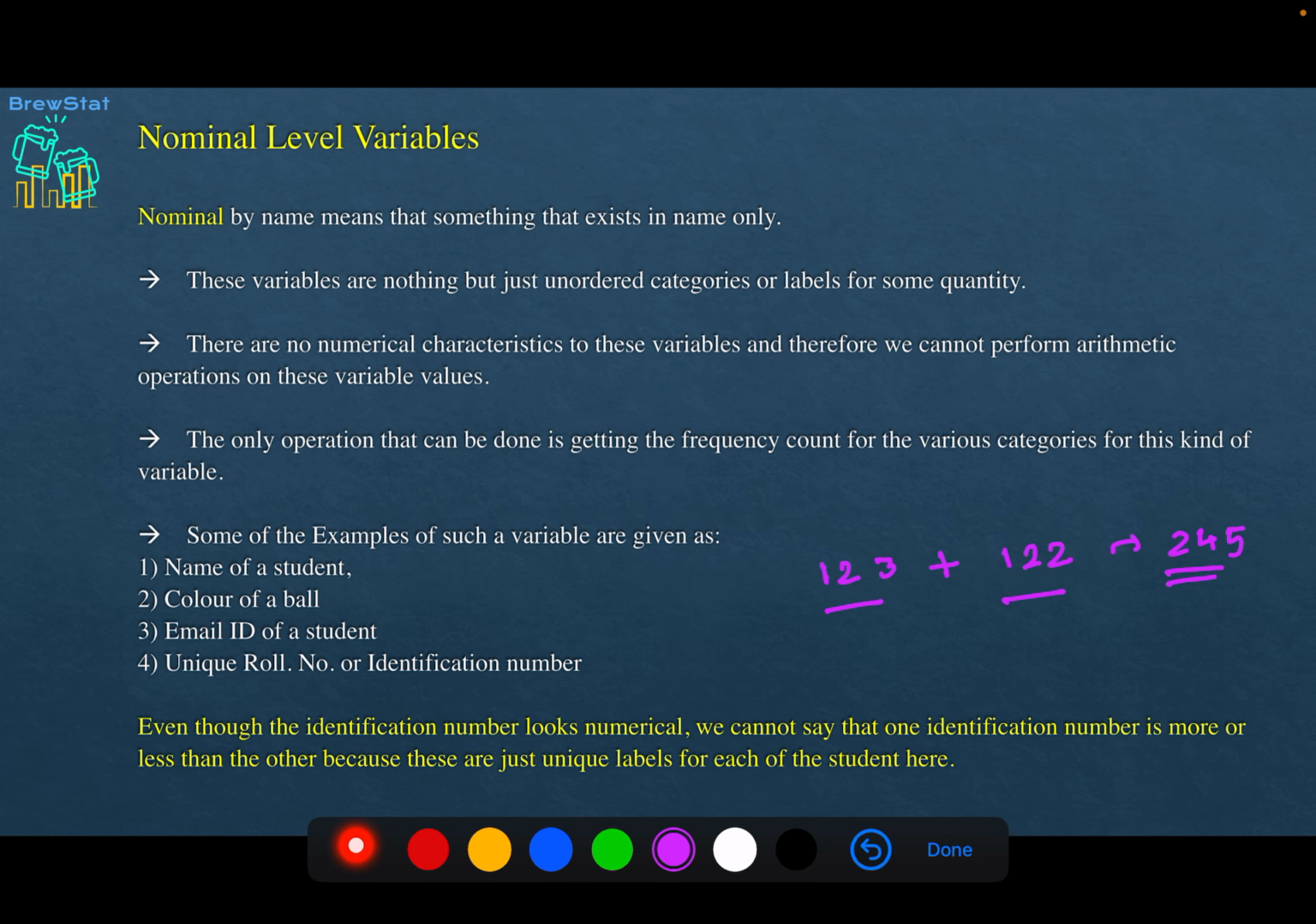And since we are looking at a unique roll number in this case, even the frequency distribution would not be possible here since each of these unique roll numbers would have a frequency of 1. Since these are unique, no two students can have the same roll number. So these are the kind of nominal variables that can exist. These are categorical once again, and we cannot perform any arithmetic operations on these kinds of variables.